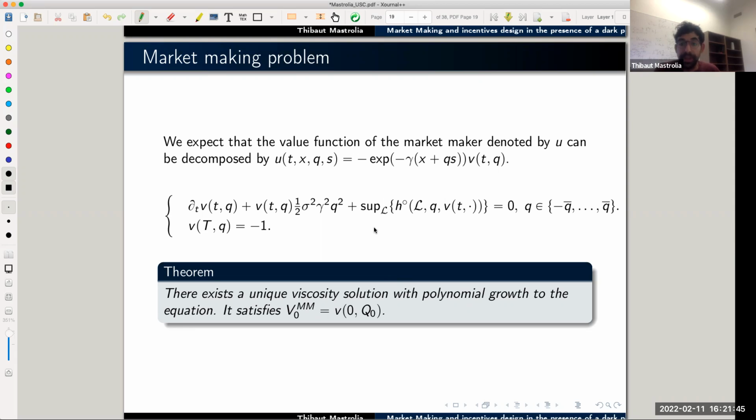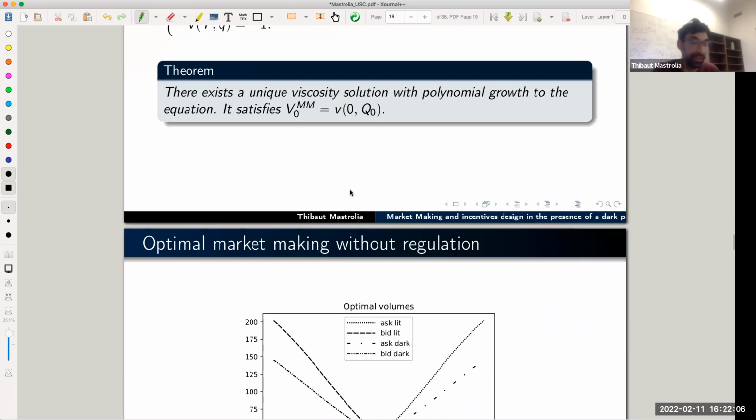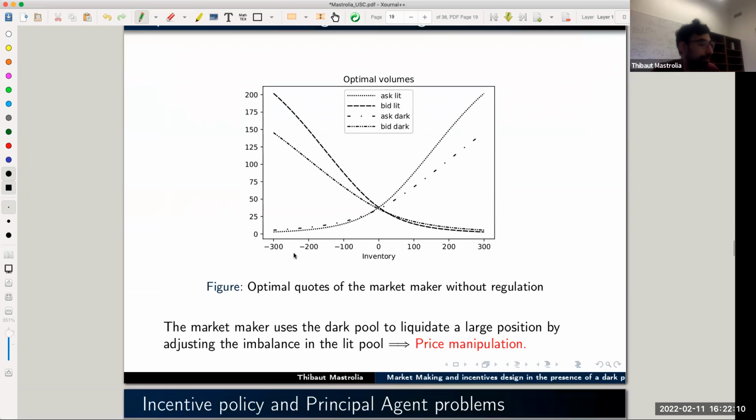This is the only result that we have, but the good thing is that if we solve this equation numerically, then we have access to the value of the market maker, and the optimizers here are somehow the optimizers in the problem of the market maker. So we can develop numerical methods to solve this problem. This is what we did. If we do that, we obtain this kind of result. What we see is that here you have the inventory of the market maker, which is between minus 300 and plus 300 for Q bar. Depending on the inventory of the market maker, each curve gives you the optimal quotes of the market maker.